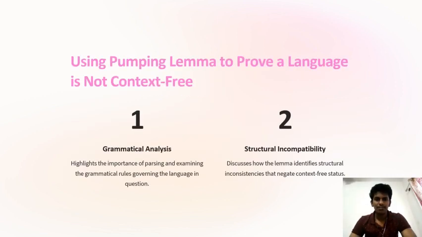Using pumping lemma to prove a language is not context-free. Let's see our first option, grammatical analysis. Highlights the importance of examining the grammatical rules governing the language in question. And the second option is structural incompatibility. Discusses how the lemma identifies structural inconsistencies that negate context-free status.